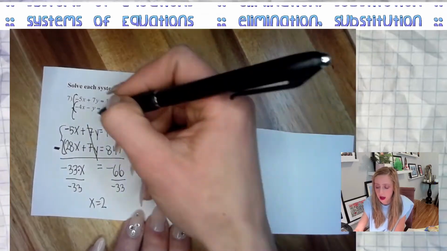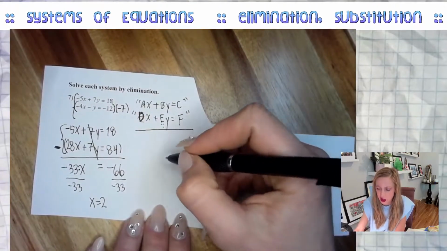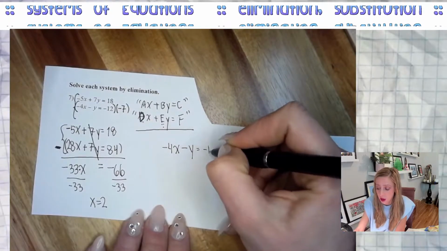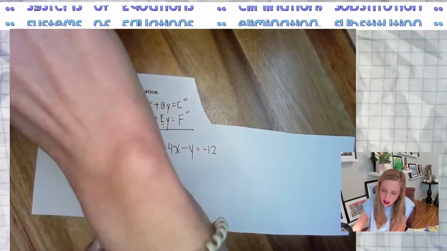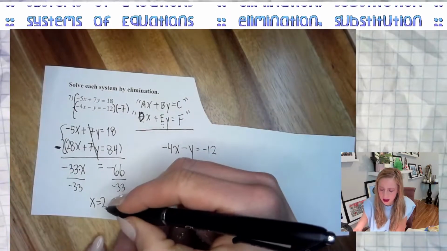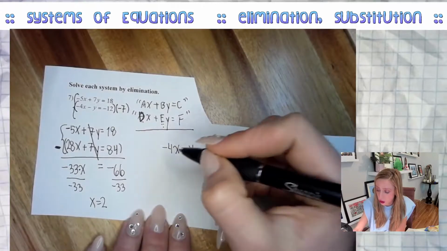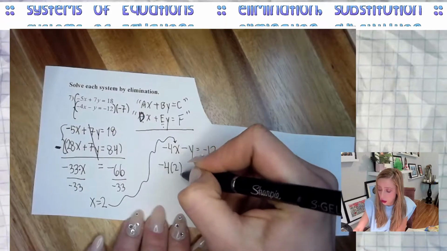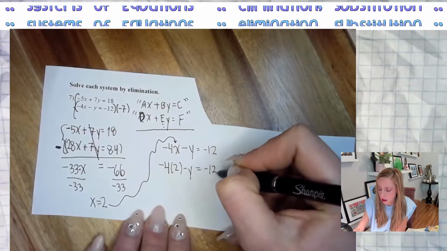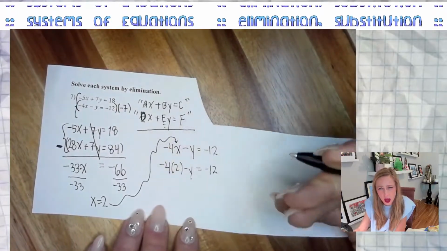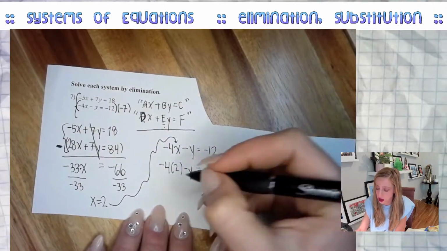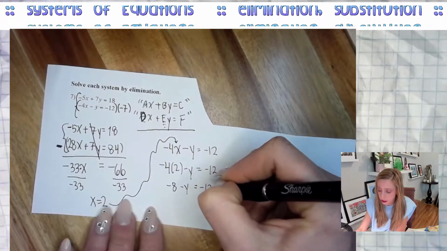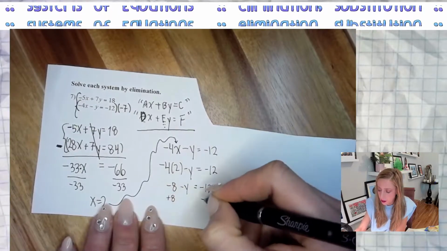All you have to do from there, pick one equation. It doesn't matter. Usually I go for the one with the smaller numbers. So say here, negative 4x minus y is negative 12. You fill that x value into your equation. So we're going to go right over here and carefully fill it in. Negative 4 times 2 minus y is negative 12. And we're just going to solve for y. Once you have x and y, boom, you have an ordered pair, and that's your solution. Negative 8 minus y is negative 12. I'm going to add 8 to both sides.